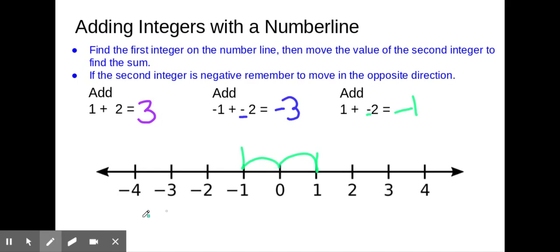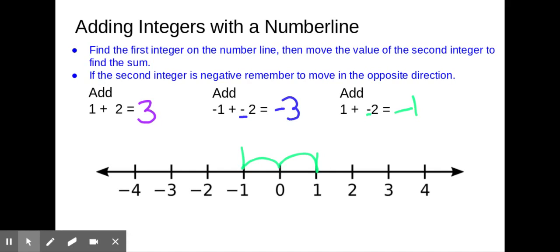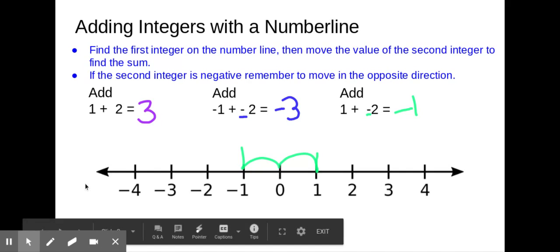So the big thing to really remember in this is that if the second integer is negative, we're going to be moving in the opposite direction. We're going to be walking backwards if it was us walking up and down this number line. All right, let's move on.